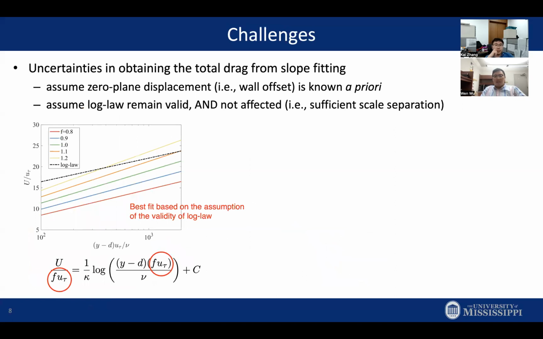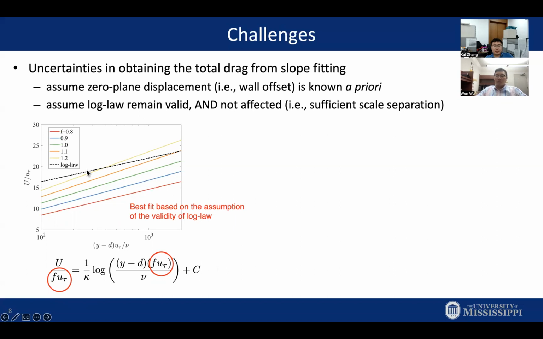I do want to emphasize that it's not an easy task to find the total drag on a rough wall surface. For a smooth wall, you just get the velocity gradient at the wall and you get the shear stress. But for a rough wall, you have the form drag, and usually it's very hard to measure the form drag around each small rough element. So what people do is, okay, we assume that this law is still valid. So basically you assume this D, and then you try to fit your velocity such that it shows the slope of 1 over kappa.